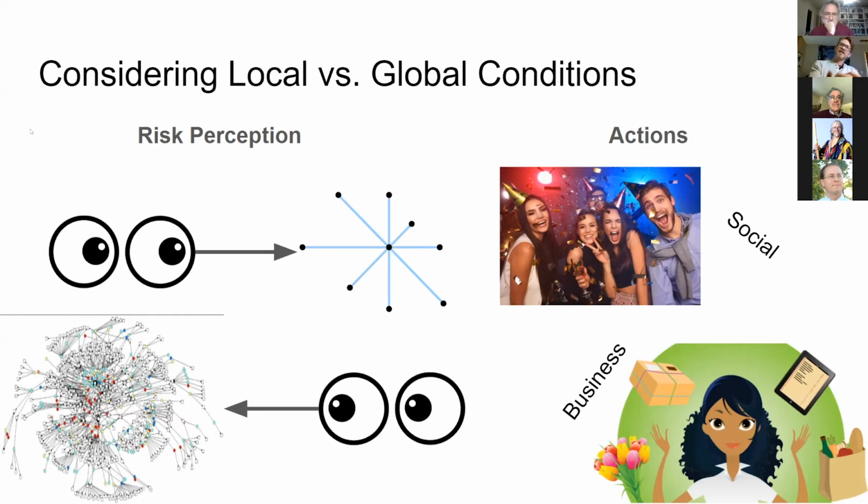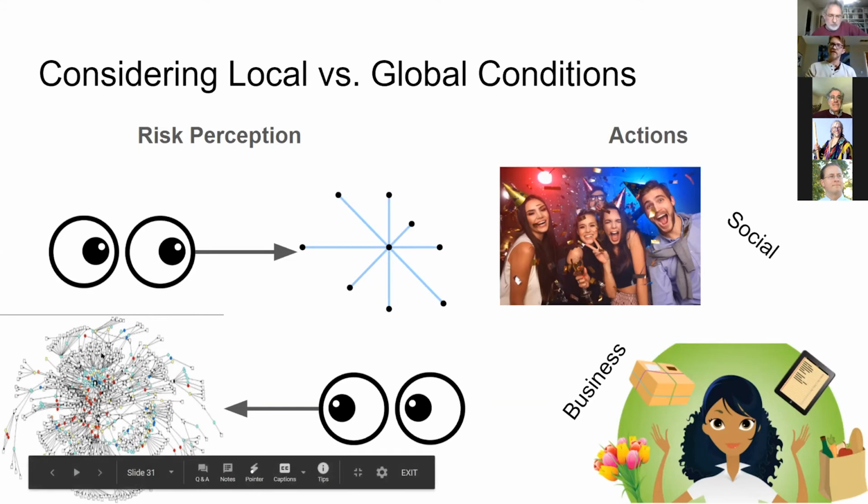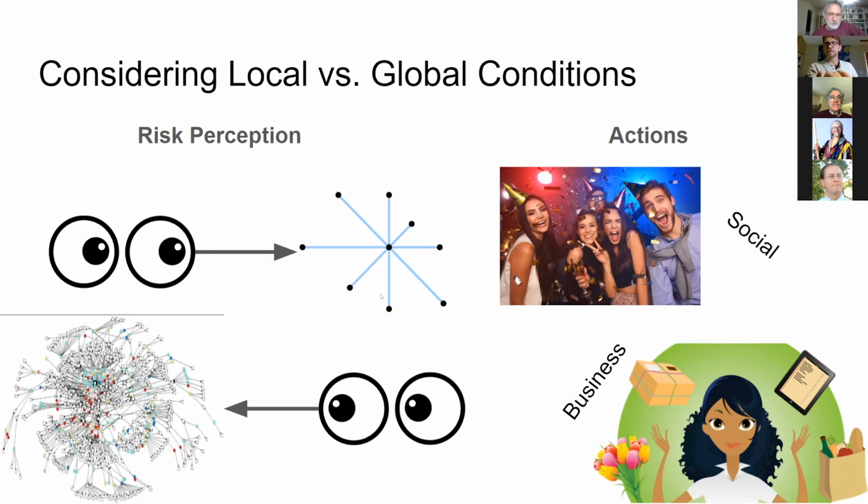And so we split both our risk perception and our action choice, I should say, and our interaction choice into two groups. So for risk perception, each agent is going to have some perception of the prevalence of the disease just within their own local neighborhood. So just among the people that they personally know. And then separately, they'll also have a perception of the prevalence of the disease within the overall network.